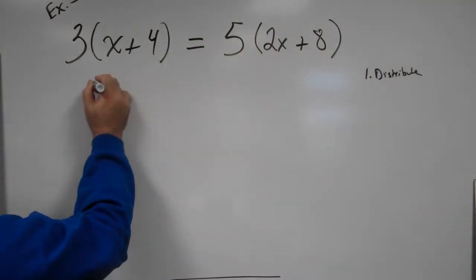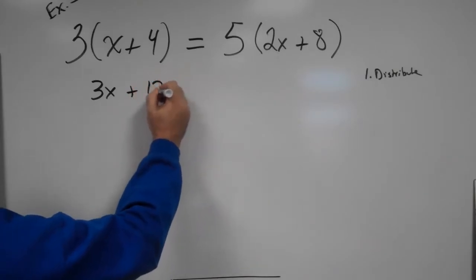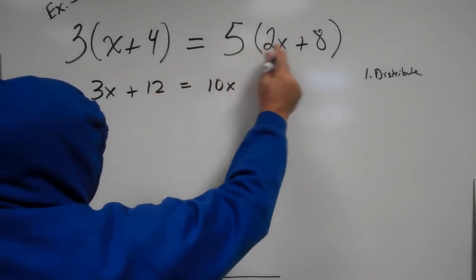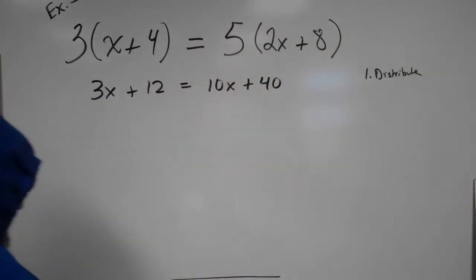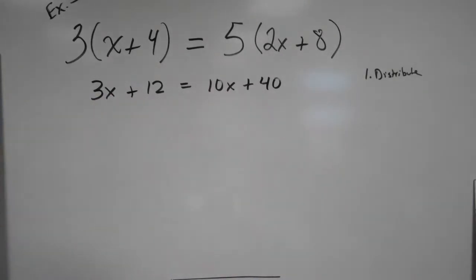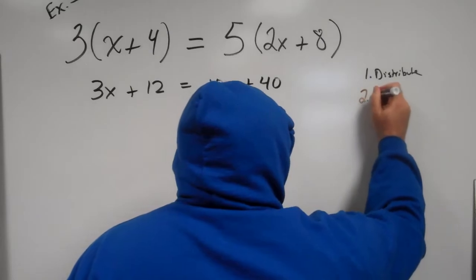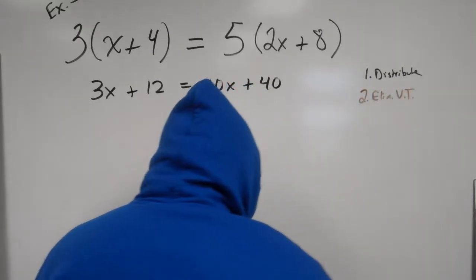So that's 3 times x is 3x. 3 times 4 is 12. 5 times 2x is 10x. 5 times 8, positive 8, is 40. Next thing, we want to get rid of one of the variable terms to eliminate a variable term.